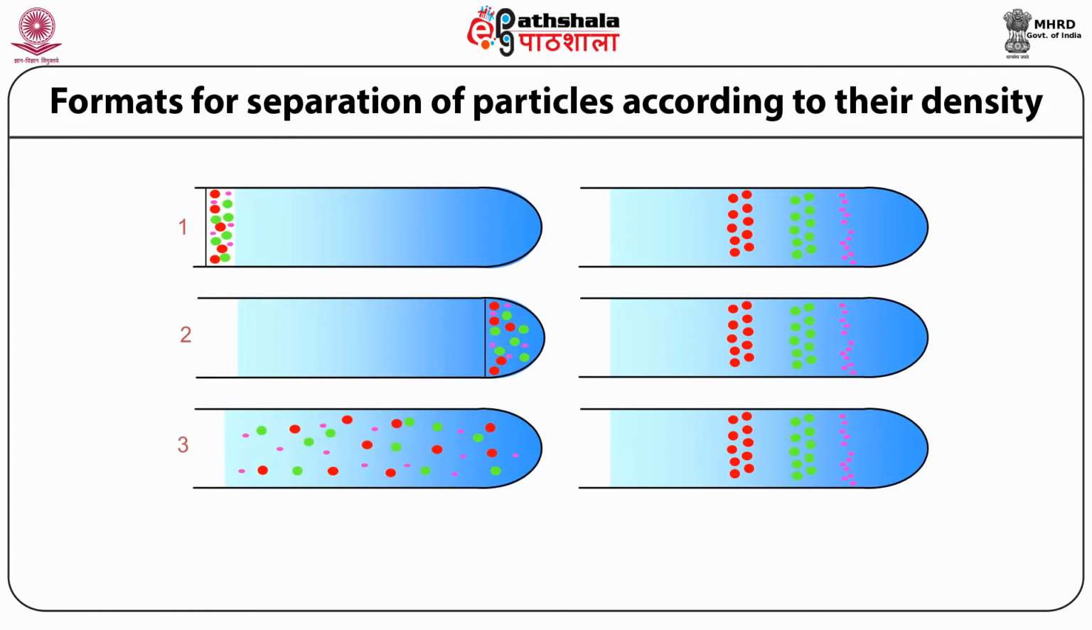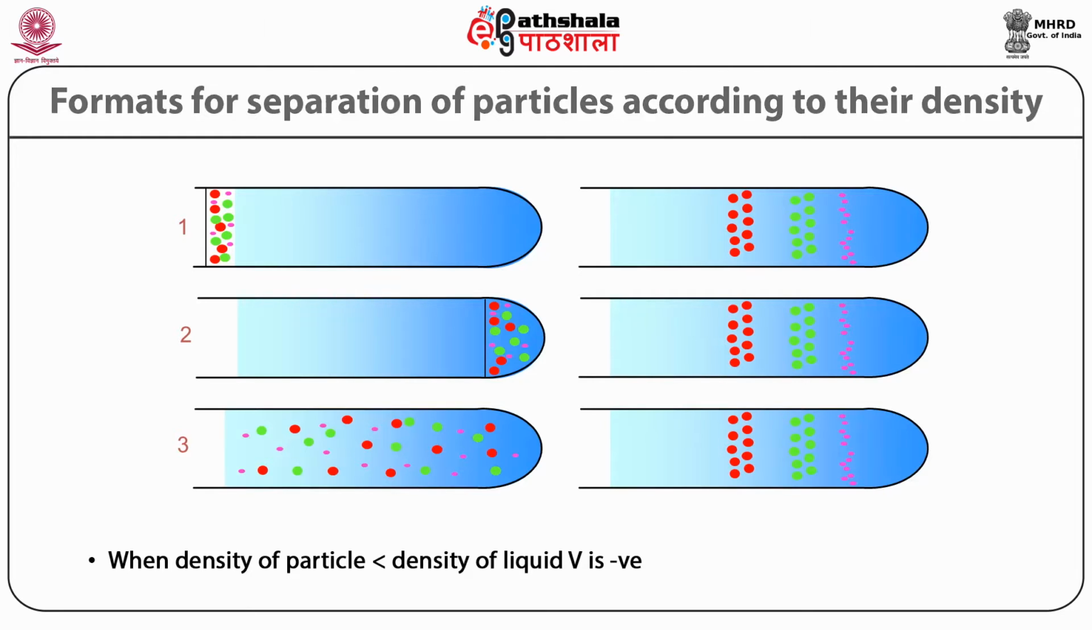And in the third case, if you mix all the particles together in the entire tube, again they are separated because of their density. So when the particle density is less than the density of the liquid, the velocity is negative, and accordingly the molecules even at the bottom come to the top, depending upon the difference in the density of the medium as well as the density of the particle. So these are the essential factors for the separation of particles during density gradient centrifugation.